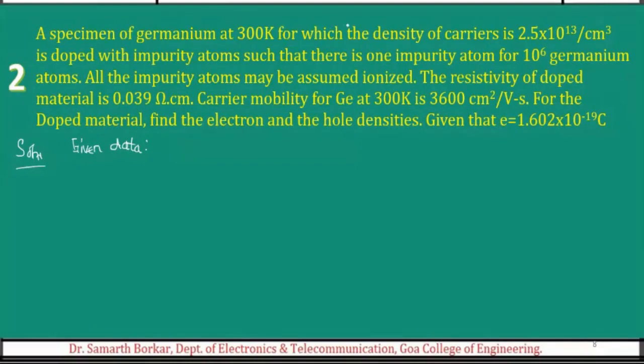Now, what is asked? A specimen of germanium material which has the density of so and so is doped with impurity atoms such that there is one impurity in 10 to the power 6. So go through the problem. I hope you people have gone through this statement.